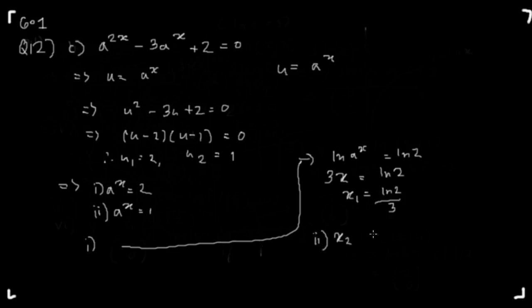And for x2, which is this case two, a^x is equal to 1. So then you're going to find the natural log of both sides. So like this, ln a^x is equal to ln 1. Now ln 1 is equal to 0, right? So then you do this, find the same thing because they're the same thing. So 3x equals 0. That means x is equal to 0. x2 is equal to 0. So the answers are these.